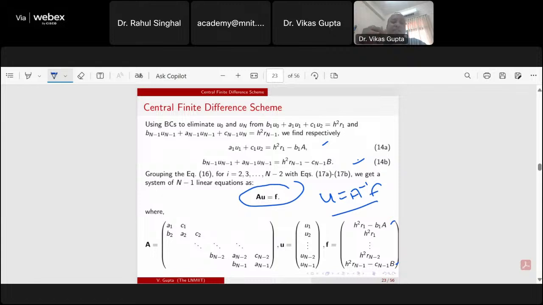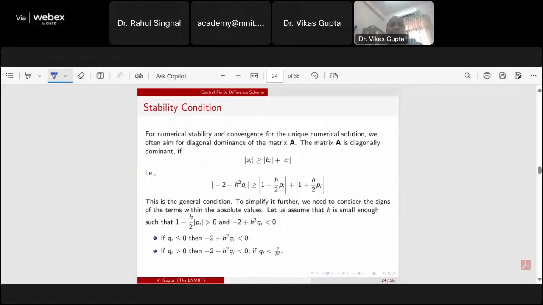So here we ensure that the system AU equal to F will be solvable, or this system of linear equations is stable, if the coefficient function Q(x) is less than 0 throughout the domain. That is, at the mesh points Qi is less than 0 and Pi is positive. So we will show that. For numerical stability and convergence for the unique numerical solution, we often aim for diagonal dominance. So we ensure that matrix A is non-singular with the help of the concept of diagonal dominance of the matrix A.